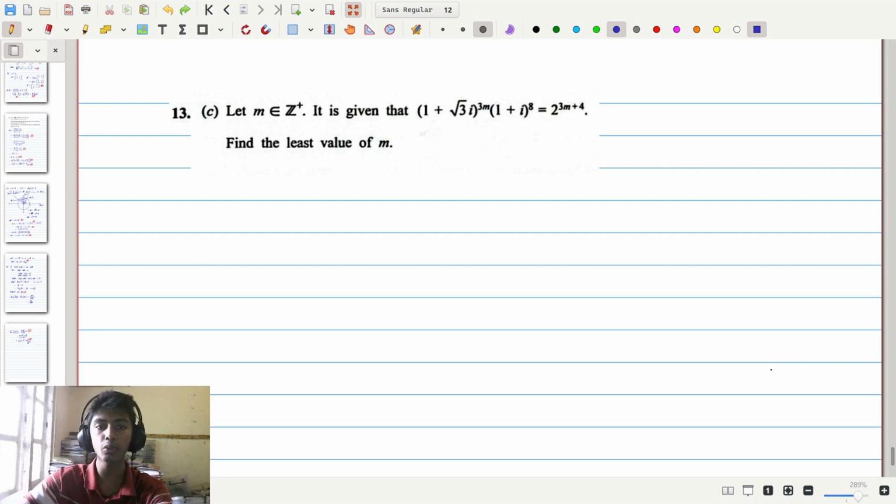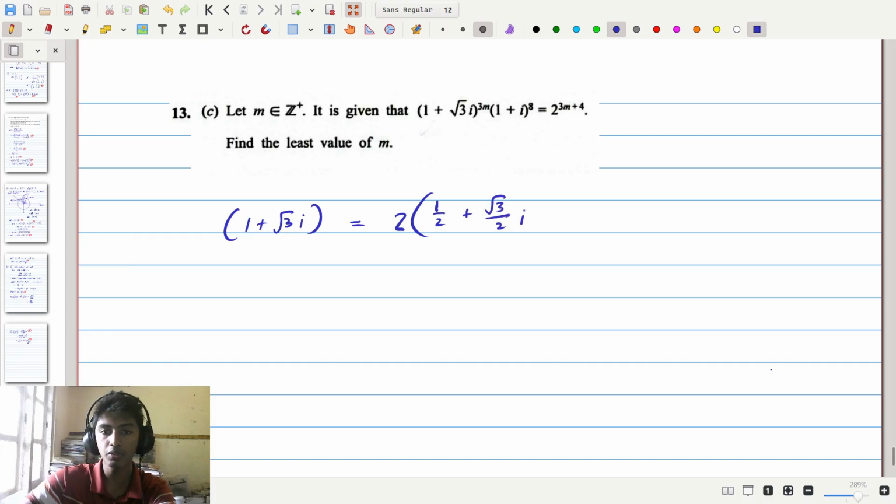Now, if we do that, 1 plus the square root of 3 times i can be converted into that form by taking a 2 out and dividing by 2. If we do this, we take a 2 out and divide by 2, we get a half plus the square root of 3 divided by 2 times i.